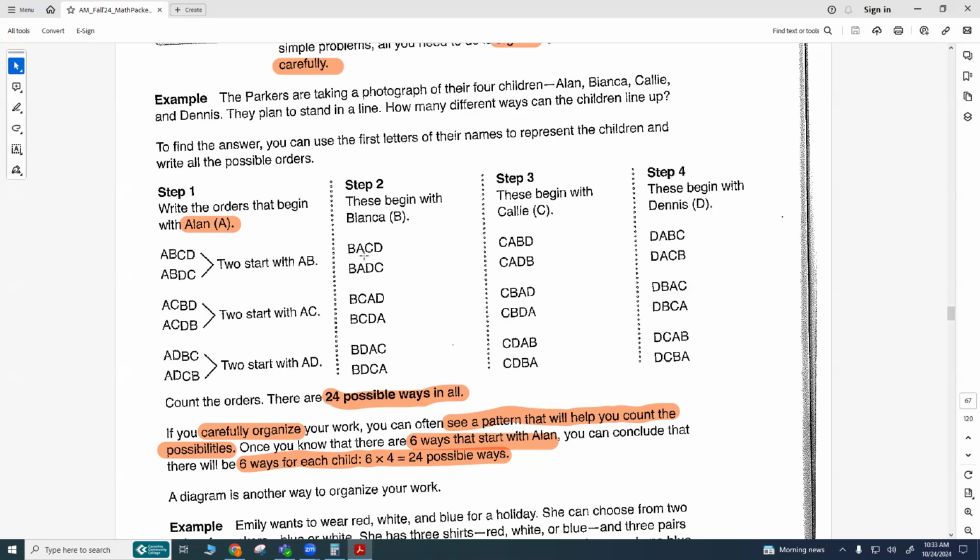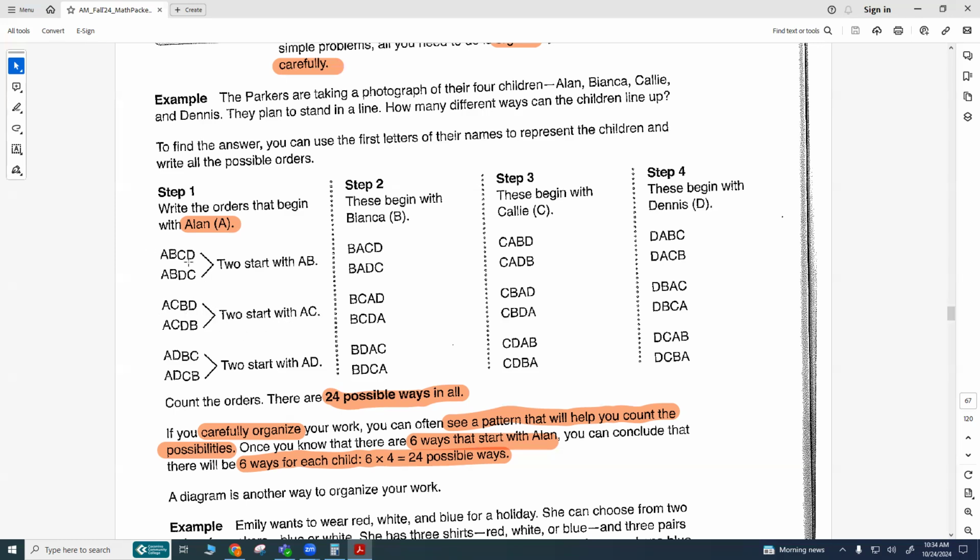Yeah, but right. So I can start by going A, B, C, D, and then I could go A, B, D, C. Then I can move Callie into the second slot, and I still have 2 combinations between Bianca and Dennis in the second spot. So it ends up being 6 per kid in that first spot.